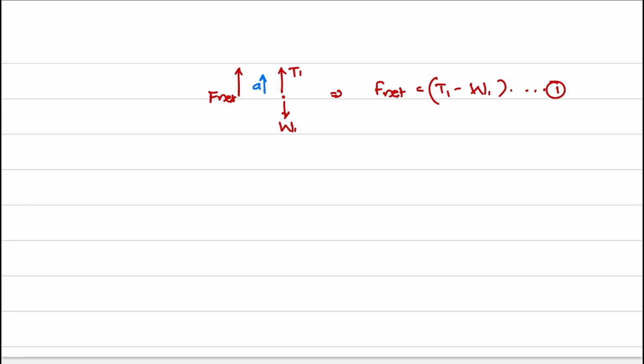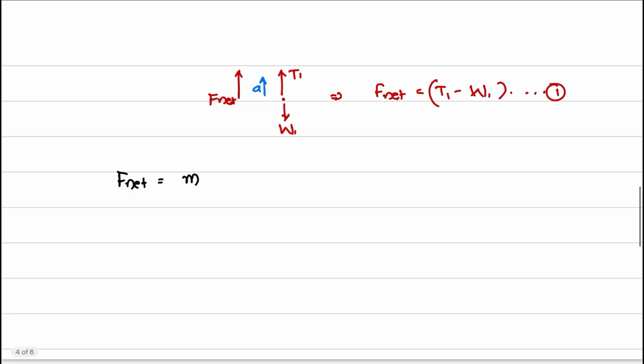What is F net? F net is nothing but M1A, because mass of the block into acceleration M1A is equal to T1 minus W1. That implies T1 is equal to M1A plus W1, which we can write as equation 1. Okay.